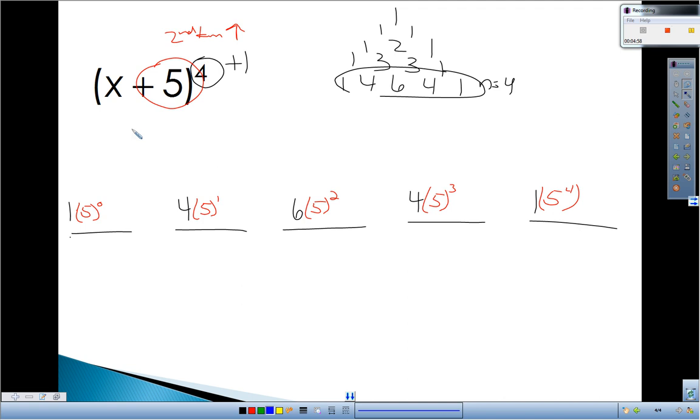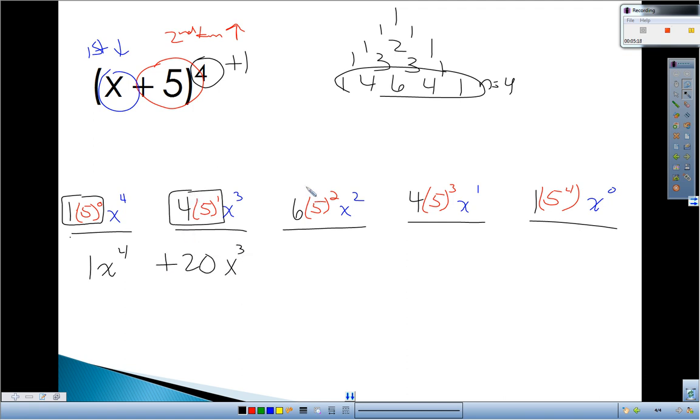I'm going to take my first term, which is x, and I'm going to go down in power, so x to the fourth, x to the third, x to the second, x to the first, and x to the 0. And then I'm going to clean this up, and so 1 times 5 to the 0 just gives me 1, so 1x to the fourth. And then 4 times 5 to the first gives me 20, so that's 20x to the third.